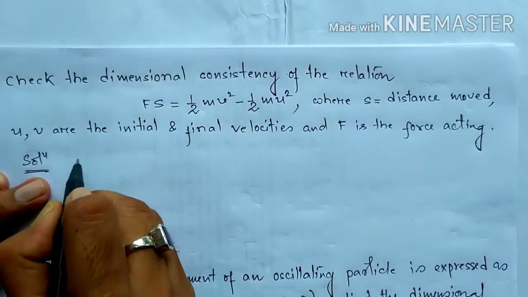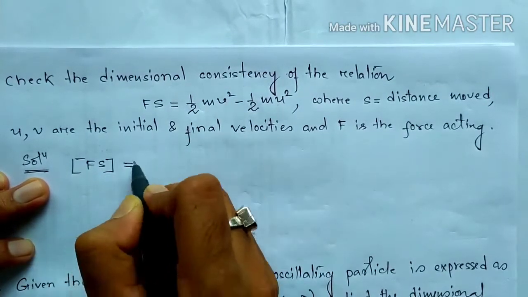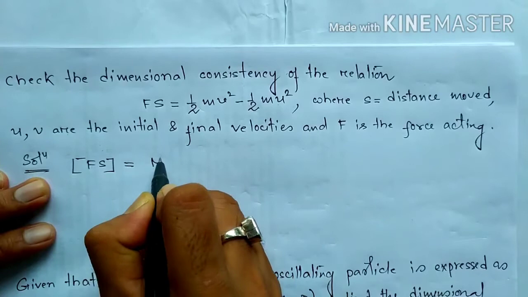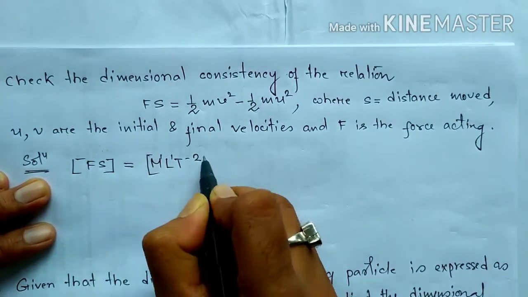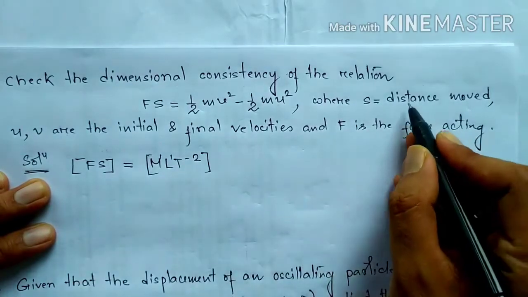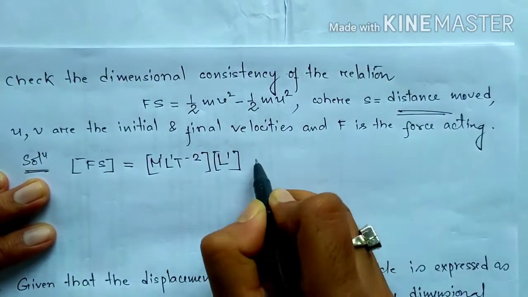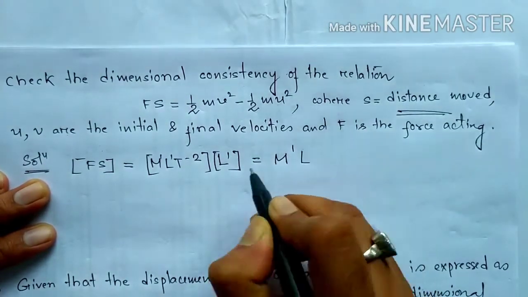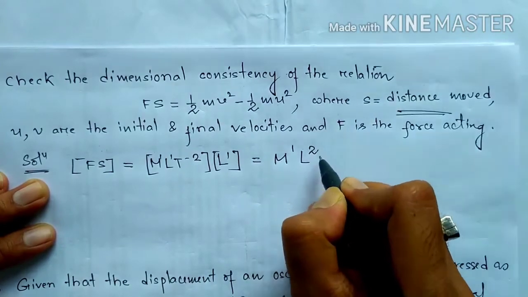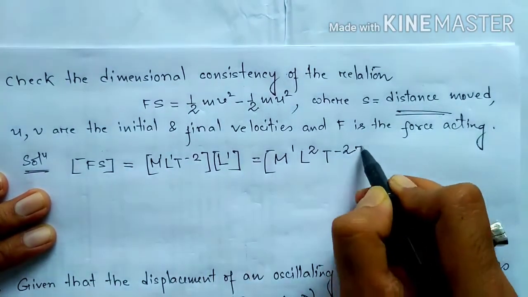Now what is the dimension of Fs? Let us find out. Force into displacement. What is the dimension of force? M L T to the power minus 2. Dimension of s, s representing distance, will be L to the power 1. So the dimension of Fs is M to the power 1, L to the power 2 and T to the power minus 2. So this is the dimension of Fs.